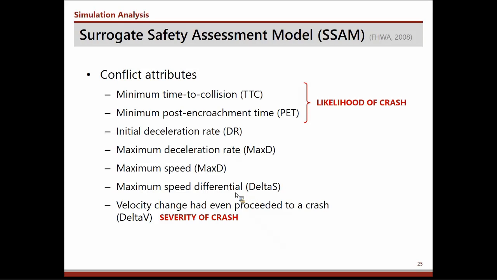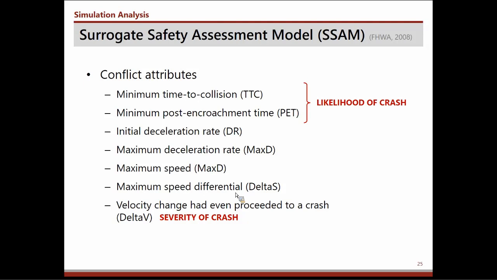The software also documents or quantifies the initial deceleration rate, the maximum deceleration rate, maximum speeds, and the speed differential between the vehicles. And one that is associated with the severity of the crashes is a calculation of the velocity change associated with a conflict. So what would be the difference between the initial and final speed? If the vehicles are moving at almost exactly the same speed, that would be different than if you have a stopped vehicle crashing with a moving vehicle. And so that gives a surrogate measure, not a direct measure of crash severity, but a surrogate measure of how severe crashes might be.